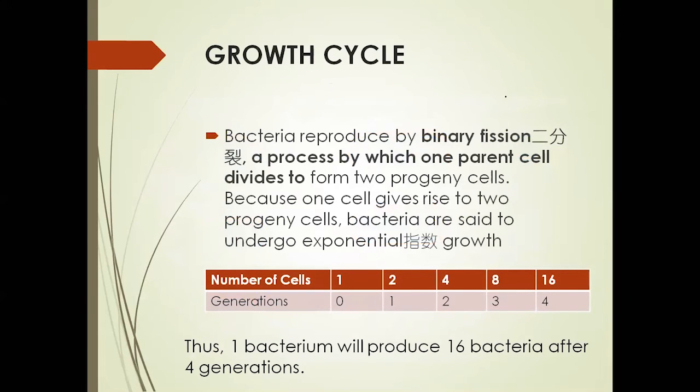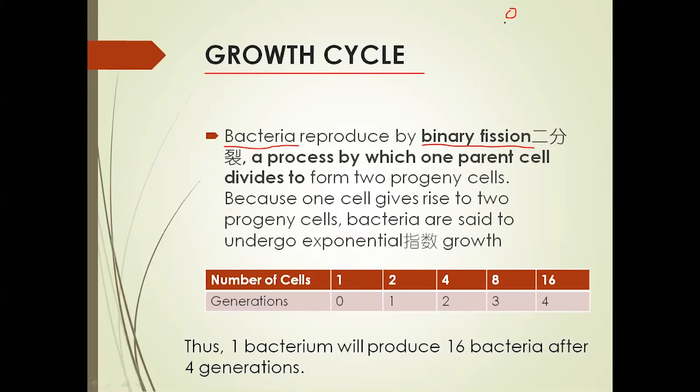Then we're talking about how cells grow. We say the bacterial cell is similar to body cells. It's one division to two, two divisions to four, four divisions to eight. So pretty fast.